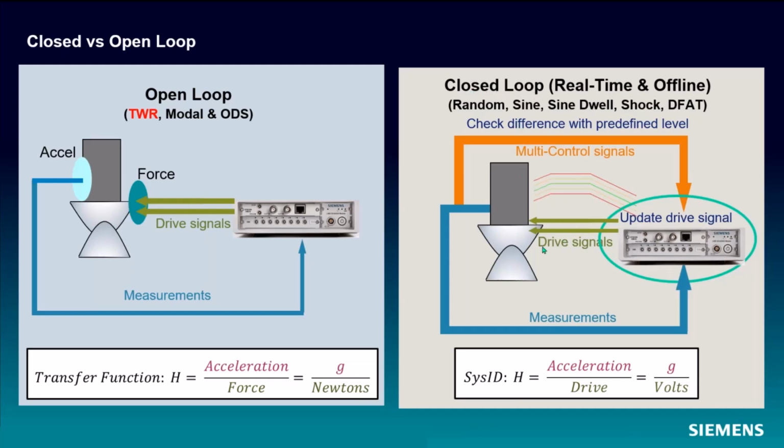So what we do first is basically a little modal test, right? We're going to send out an open loop voltage signal and measure what our accelerometer sees. And then we're able to calculate the system transfer function in Gs per volt. So the drive signal goes out in volts, the measurement comes back in Gs, and we have a system transfer function in Gs per volt. And that gives us an idea of what our drive voltage needs to be to achieve our test level in Gs.